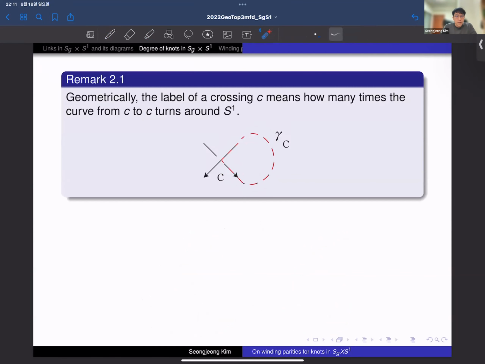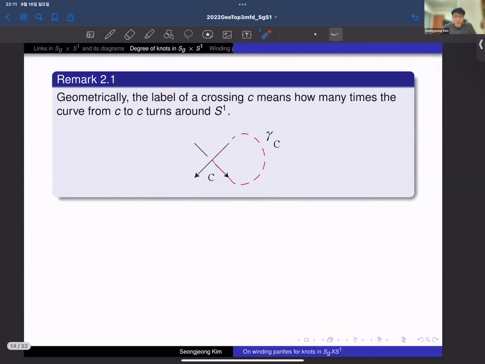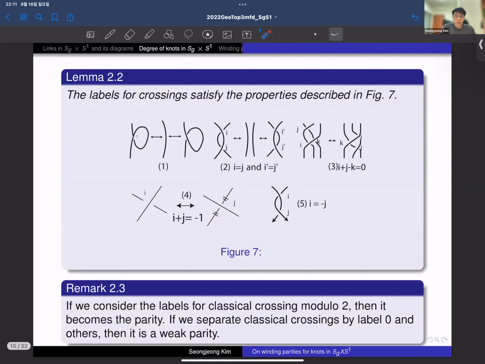Actually, these labels satisfy the following properties, which look similar to the parity axioms in virtual knot theory. For a crossing which can be removed by Reidemeister move 1, it has label 0. Two crossings on a bigon have the same degree. For three crossings in Reidemeister move 3, they satisfy such equality. And for two crossings in the crossing change move, the labels satisfy such equality.